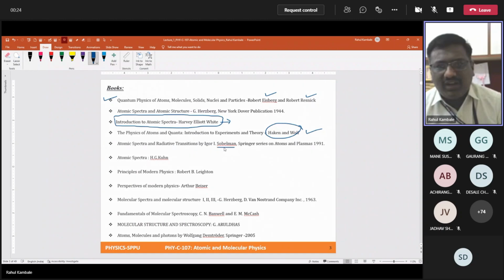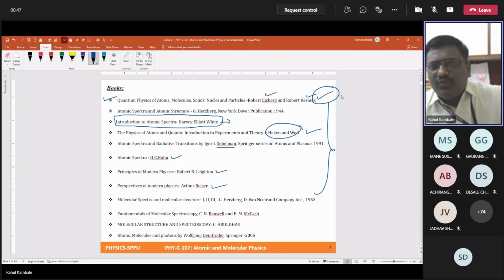This is another book, if someone is interested, then they can use it. Then Cohen is there, atomic spectra, Lincoln. Then some modern physics books can also be used, because this course comes under modern physics also. This is for the atomic part, and this book is for molecules also.